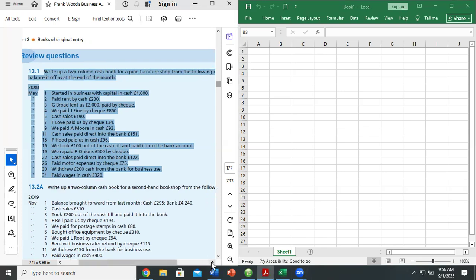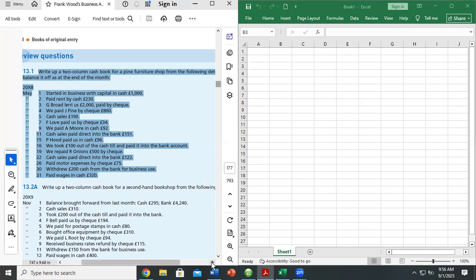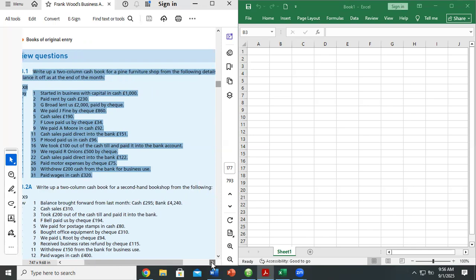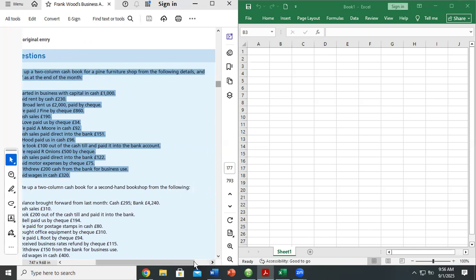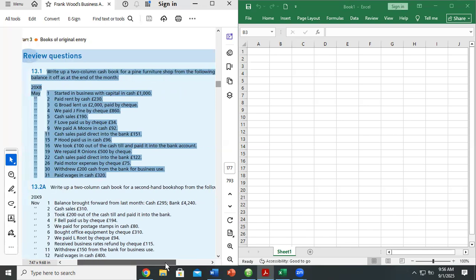Okay. Write up a two-column cash book for a pine furniture shop from the following details and balance it off as at the end of the month.